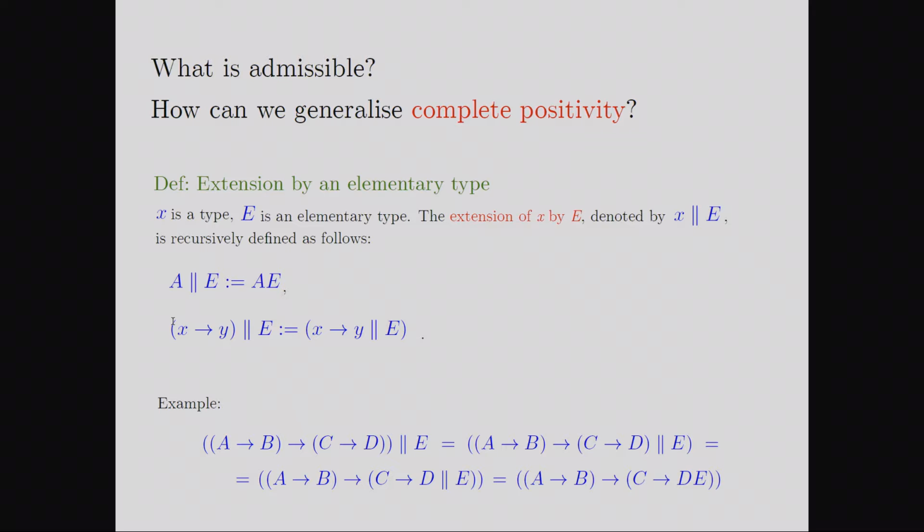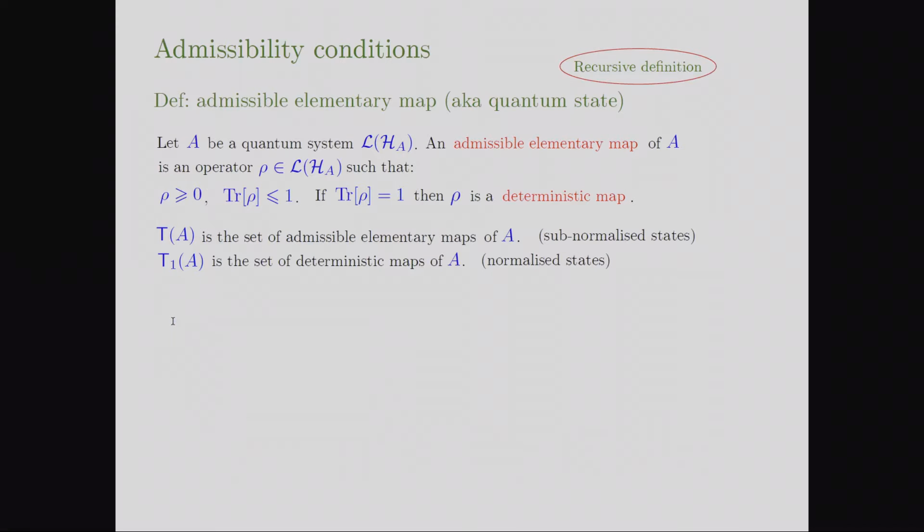And if you're dealing with a more complex type, you have this recursive definition that tells you that you are extending to a multipartite system the very last output of your higher order map. Like in this case, A to B to C to D, then D becomes multipartite. So this is a definition that allows you to define what is an extended higher order map for the whole hierarchy.